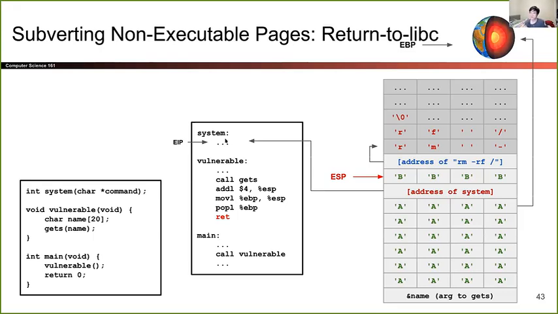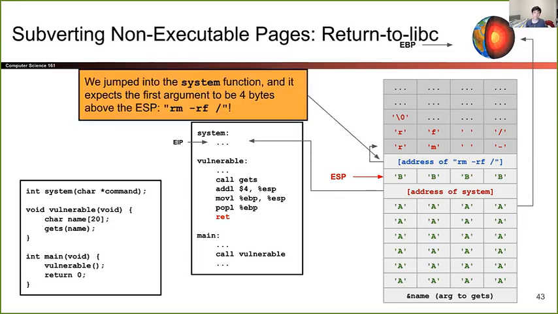Remember, the system function expects its first argument to be 4 bytes above the ESP. So the ESP is now pointing at these 4 dummy bytes, and 4 bytes above that is the pointer to the character sequence rm -rf /. So even though we didn't actually jump into the system function with a call instruction, the system function is still going to think, I must have been called. I'm expecting my first argument up here, and I see that it's rm -rf /. So now I'm going to execute as if I've been called with that argument. And then the program goes and subsequently deletes all your files, and that is the end of this program.